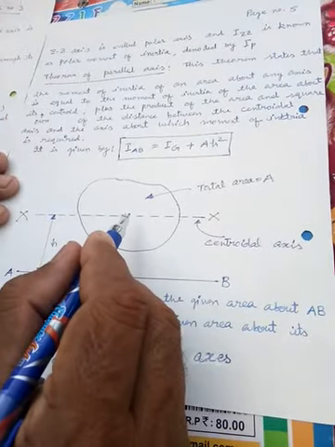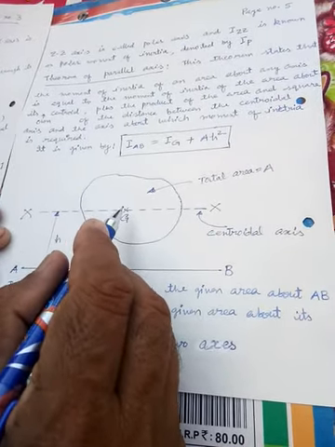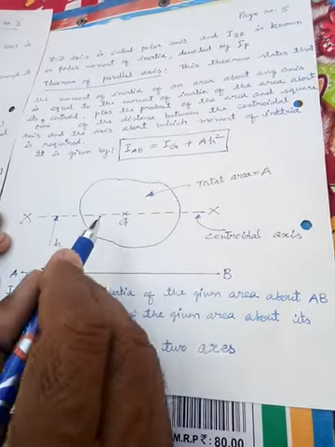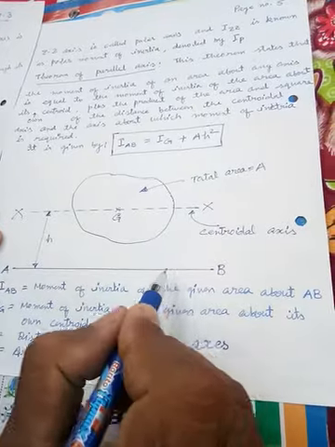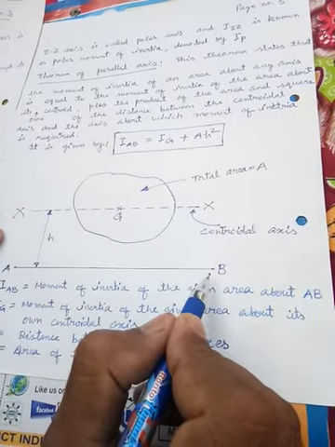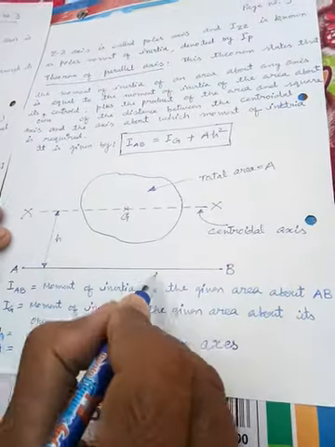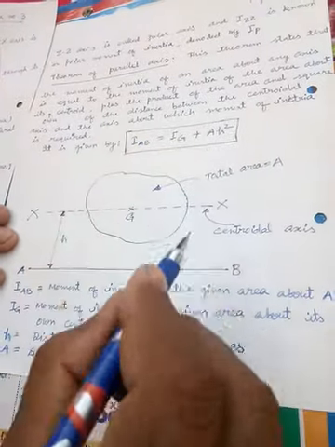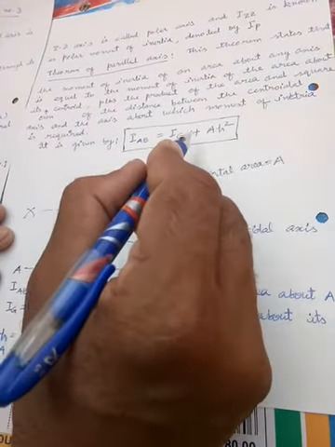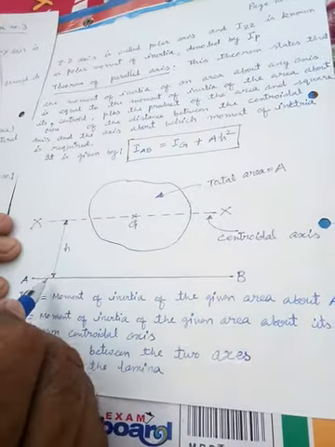So what is the definition of the theorem of parallel axis? This theorem states that the moment of inertia of an area about any axis parallel to the centroidal axis is equal to the moment of inertia about the centroidal axis plus the product of the area and the square of the distance between these two axes.